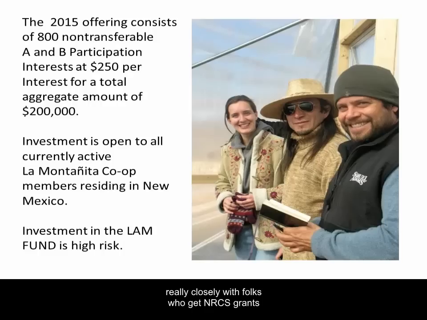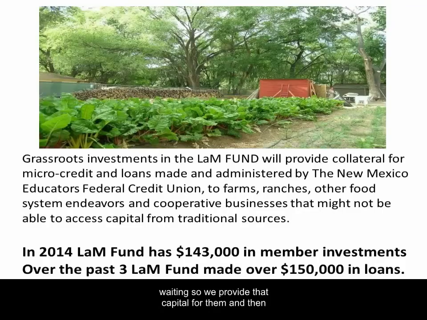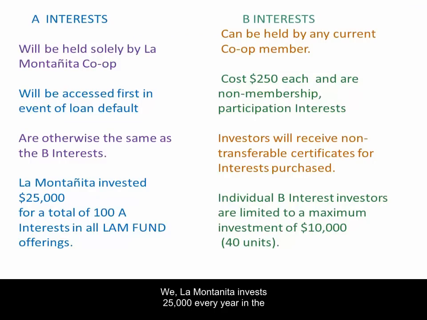And we work really closely with folks who get NRCS grants because they have to provide the capital to do the work for their NRCS grant and then get inspected and then get repaid for that investment. And many of our farmers, both young and old, don't have that kind of capital just sitting around waiting. So we provide that capital for them, and then they pay us back when they get their NRCS grant. So we work with the New Mexico Educators Federal Credit Union. That's a wonderful co-op to co-op collaboration that really helps, and it's been a really great project for us.